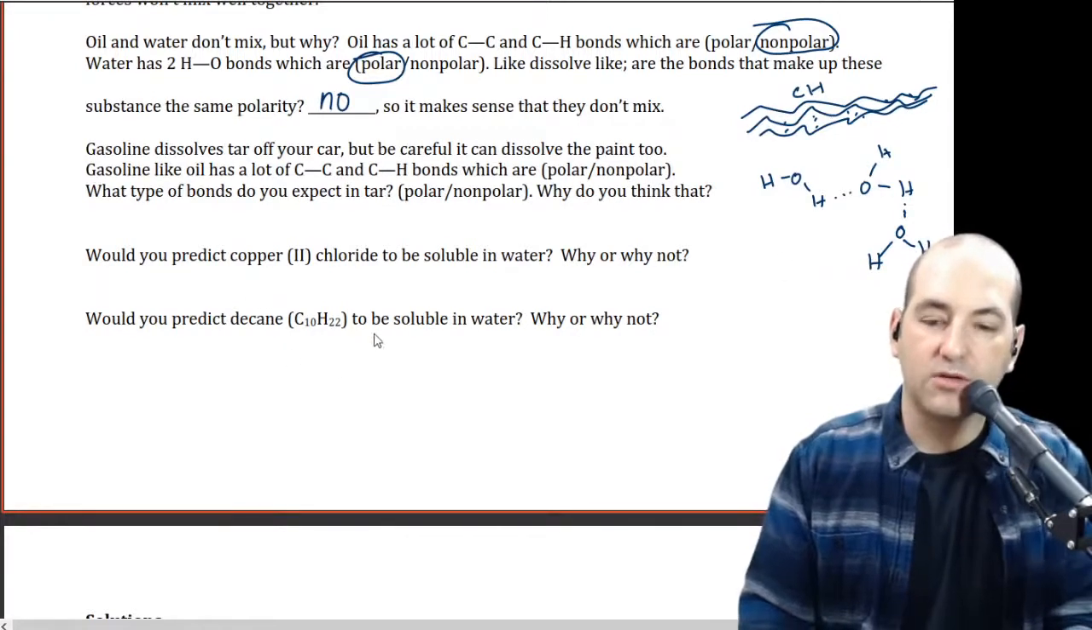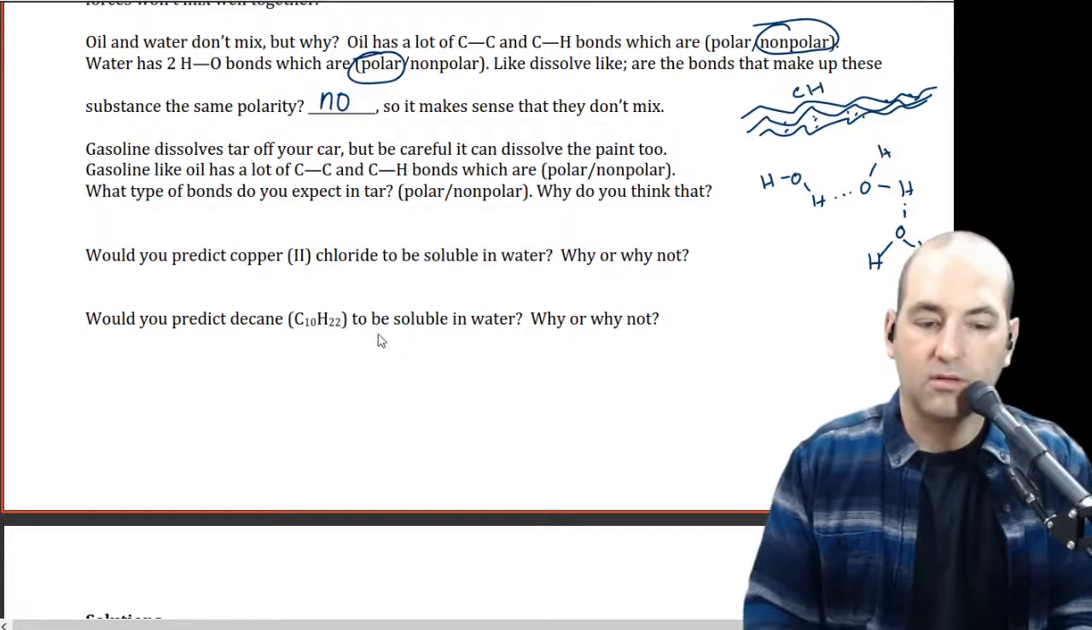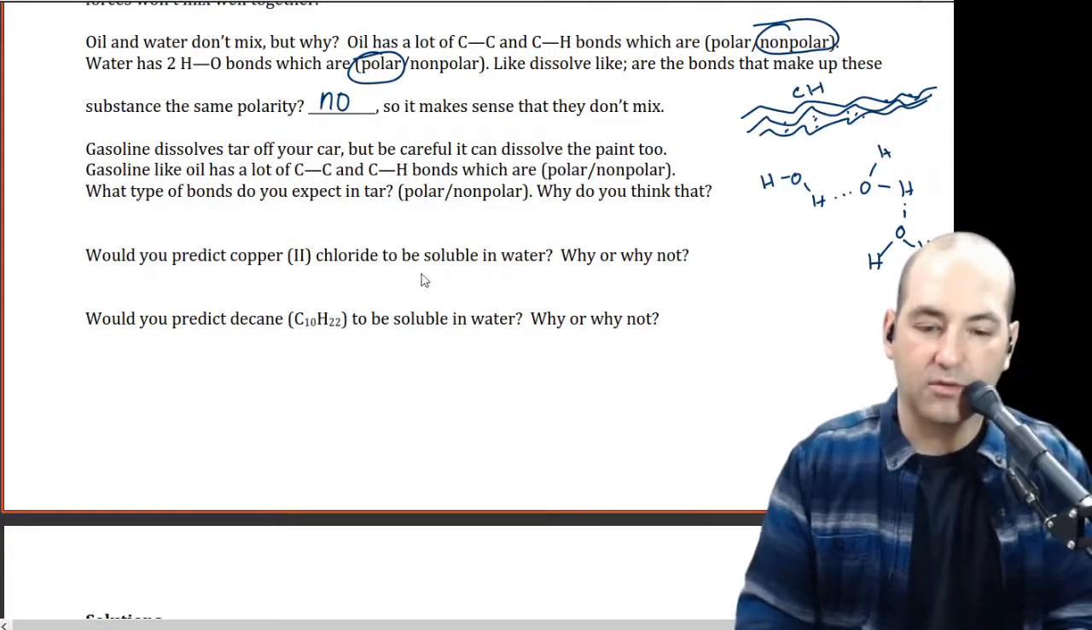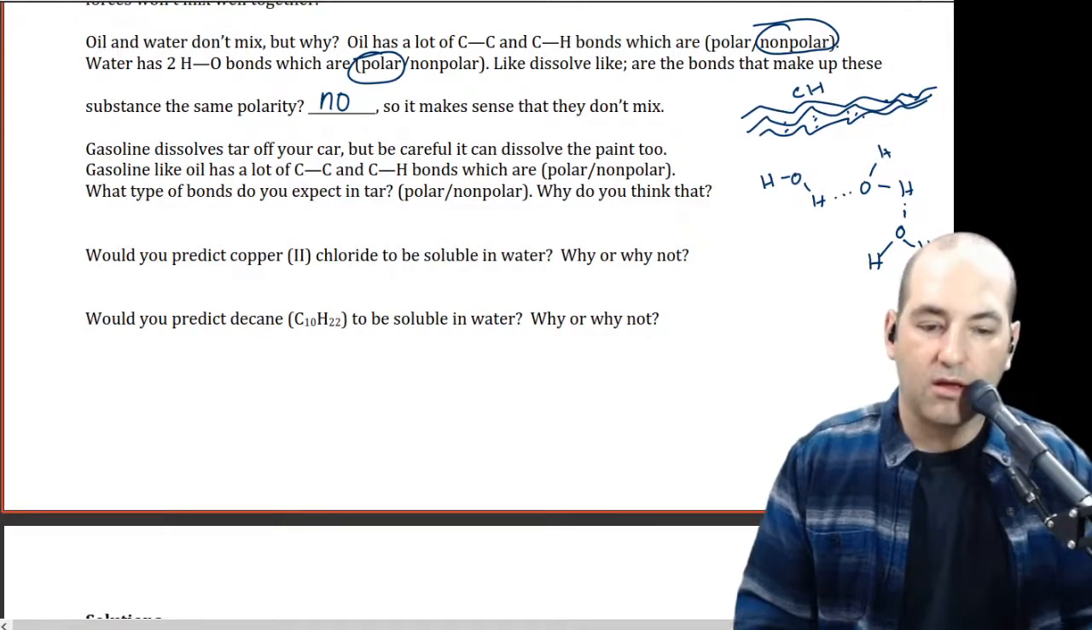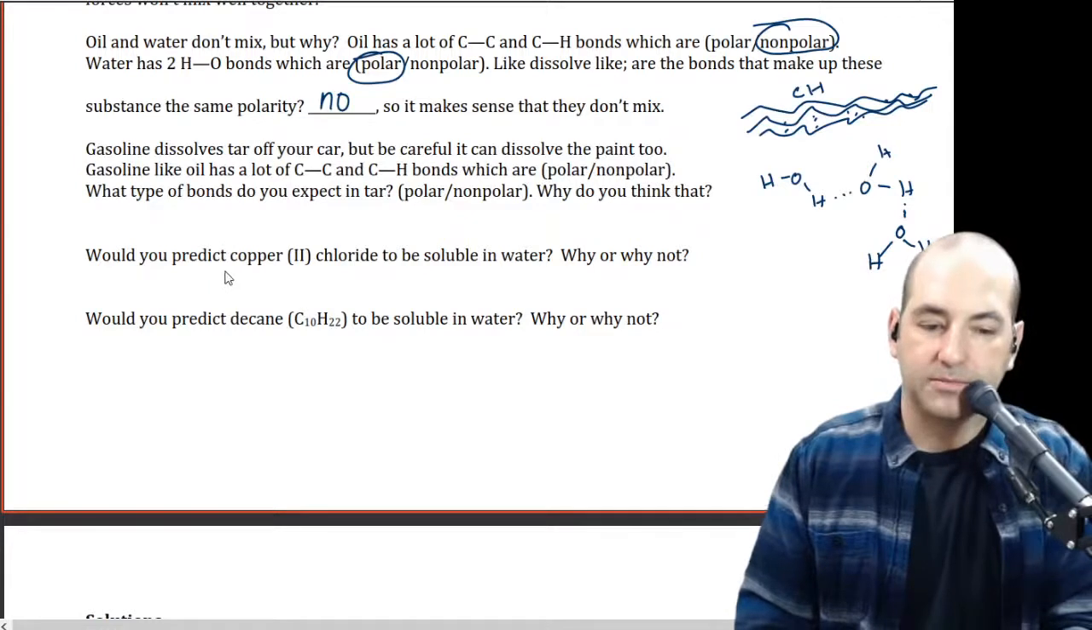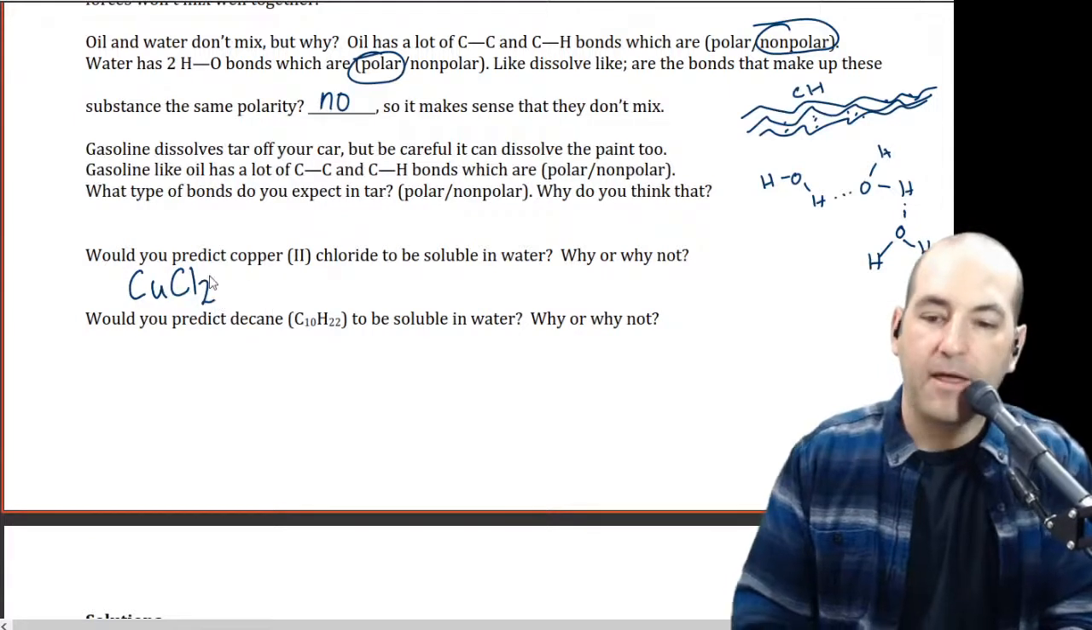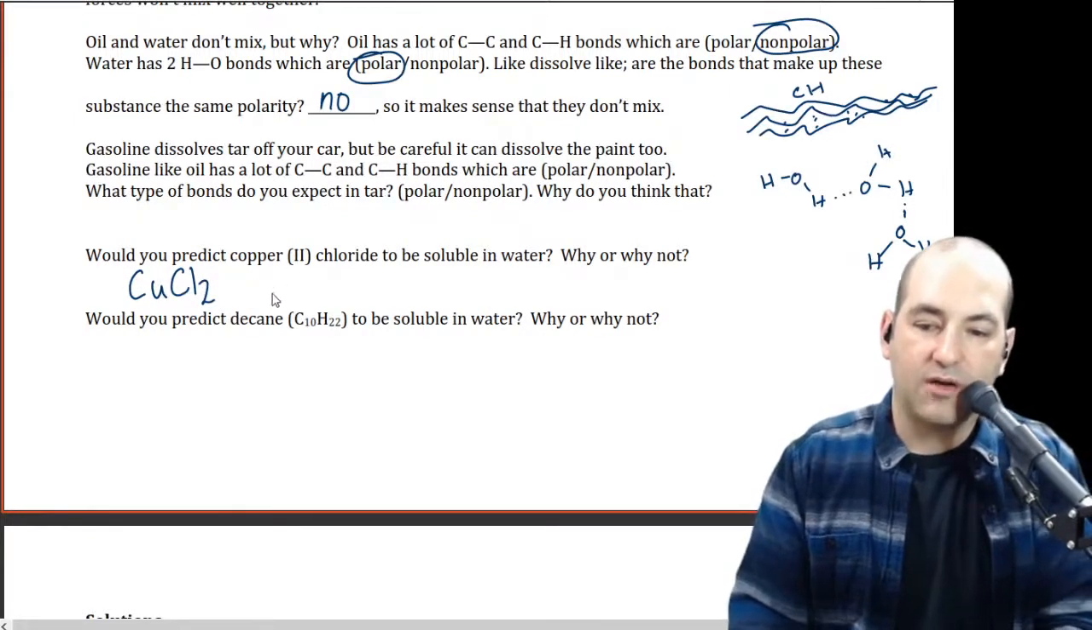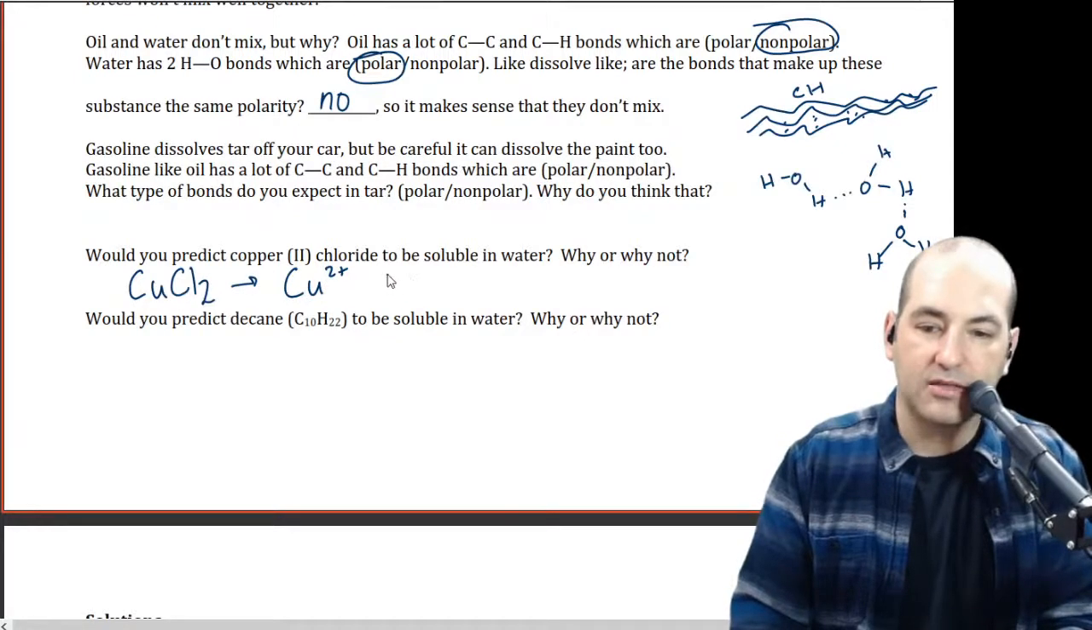And so we can use that to make some predictions about what would dissolve, what would be soluble in water, or what would not be soluble in water. So for example, copper 2 chloride, let's look at some ions. Copper 2 chloride would be CuCl2. But in water, when it dissolves, it's actually going to break up into copper 2 plus ions and chloride ions.